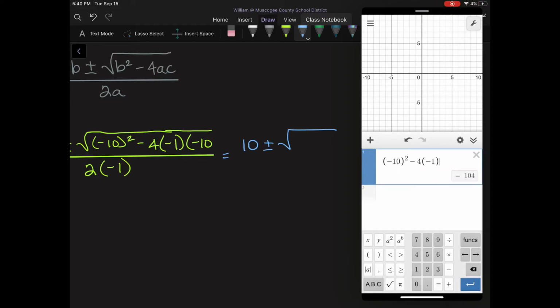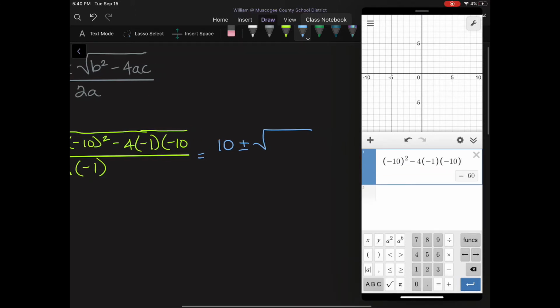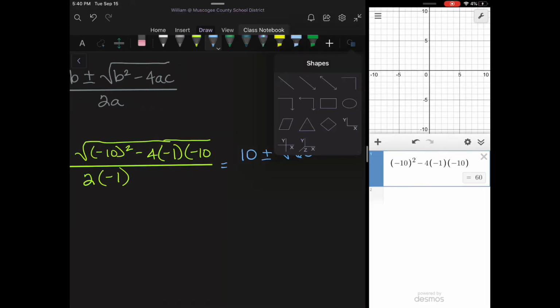So let's continue. Minus 4 times a times c. We'll plug in the negative 10 there, and we are getting 60. So this will be 10 plus or minus the square root of 60, and this will all be over 2 times negative 1, which is negative 2.